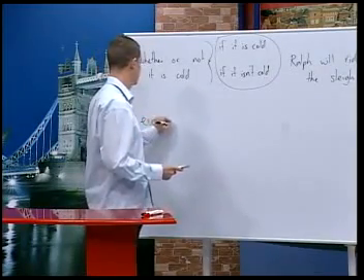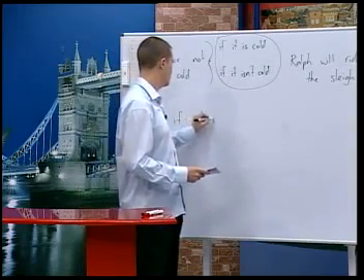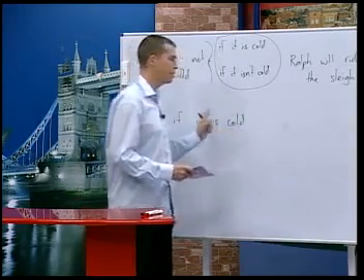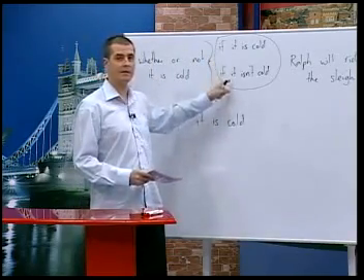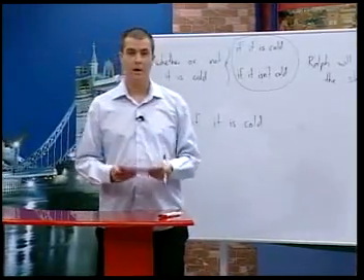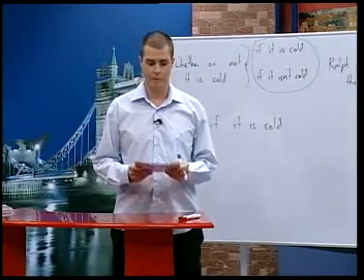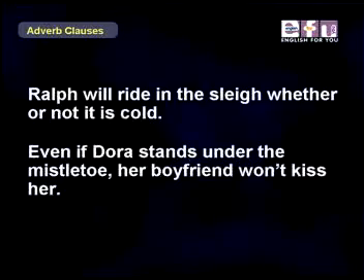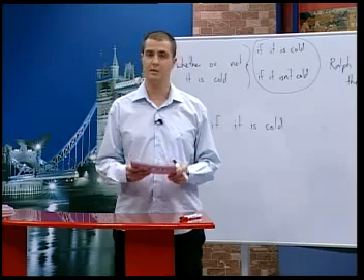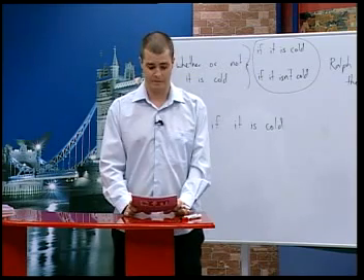Even if is similar, but only one condition. Even if it is cold. Just one idea. Here we have if it is or if it isn't. Here, just one idea, if it is. But it's similar to whether or not. It means the result will not change. Ralph will still do the same thing he did before. Okay, in the second sentence, Dora's boyfriend won't kiss her anywhere. Not under the mistletoe or anywhere else. It doesn't matter if she is standing under the mistletoe, her boyfriend will not kiss her.